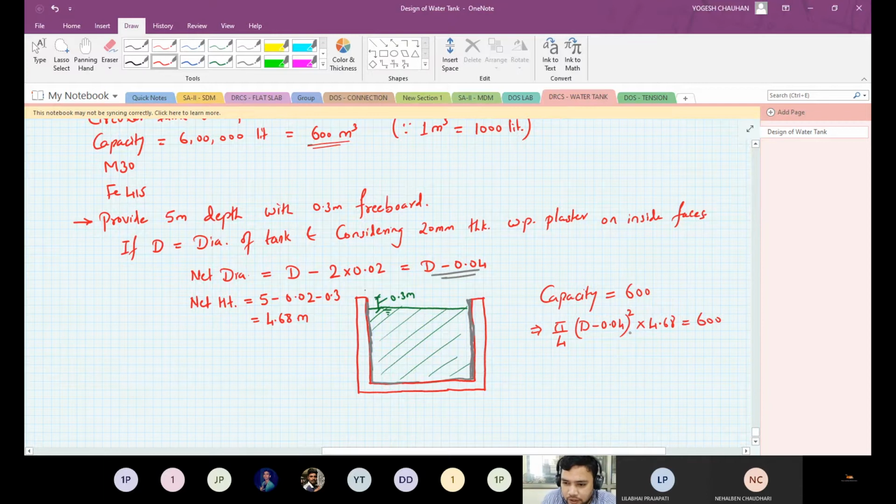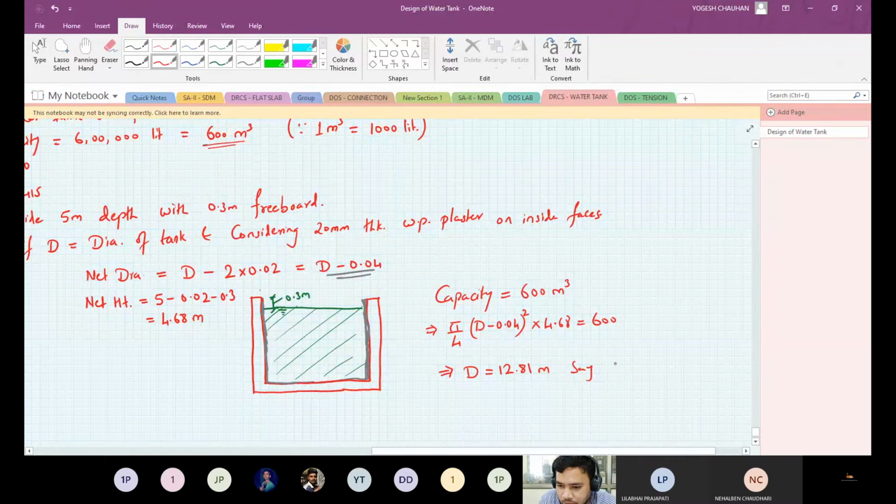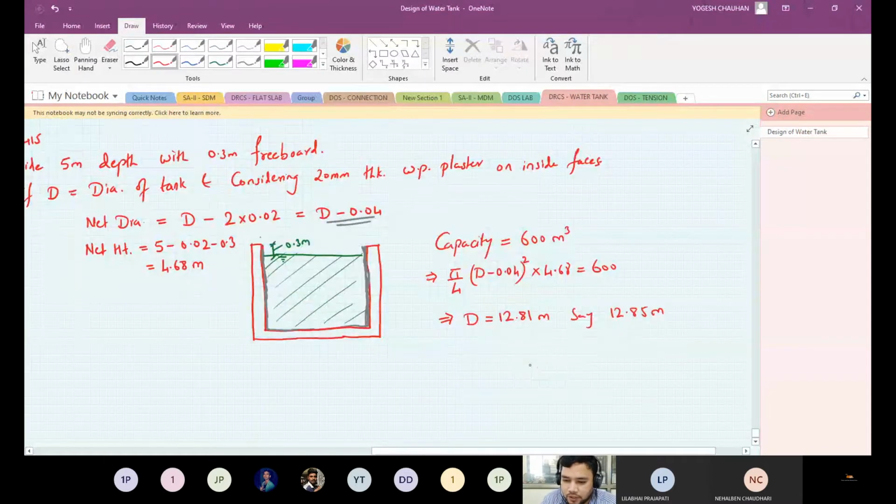Now here everything is in meter. This is in meter cube, this is in meter. Everything we have converted into meter, so we'll get the diameter in meter. The diameter comes out to be 12.81. Let us say we round it off to 12.85 meter. So we provide the diameter of the tank as 12.85.